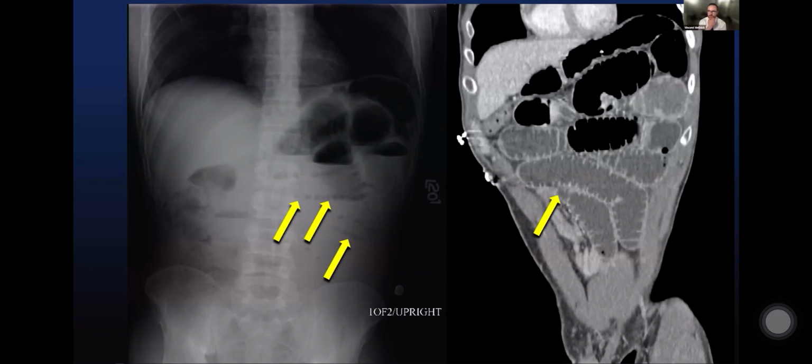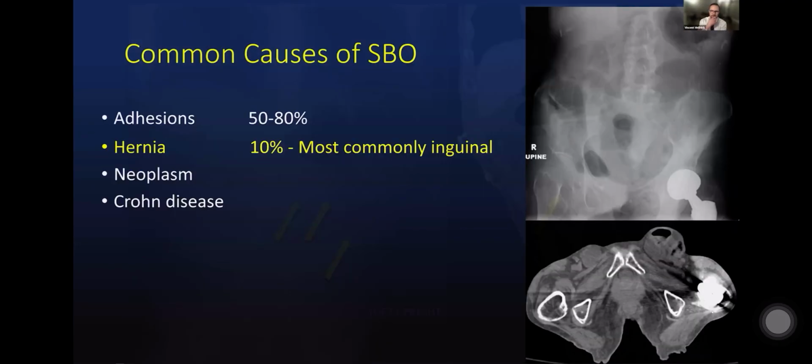The CT demonstrated a smooth transition point in the central abdomen without an underlying hernia or mass. And so, by pure exclusion, this is a case of an adhesive obstruction. Adhesions are, of course, the most common cause of small bowel obstruction. Less commonly, hernias, tumors, and inflammatory strictures, such as from Crohn's disease, among others.